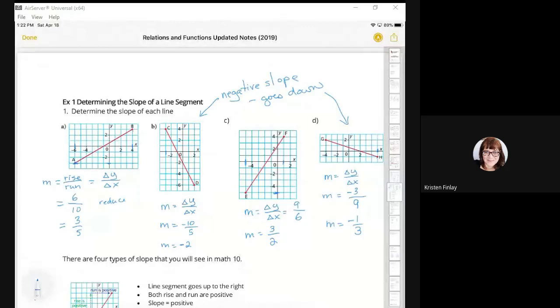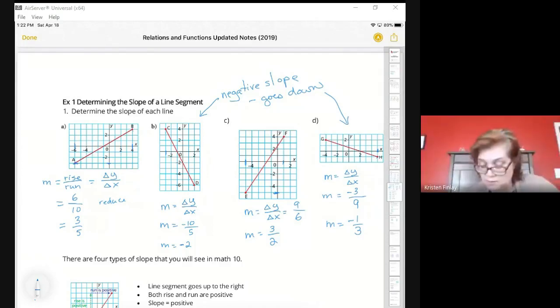Now, it's important to note that we've taken the entire line segment. You can also take slope just from a section of the line if it goes through a point. And it doesn't matter which point you start with. If you start with the end or the beginning, you should still get the same value for slope.